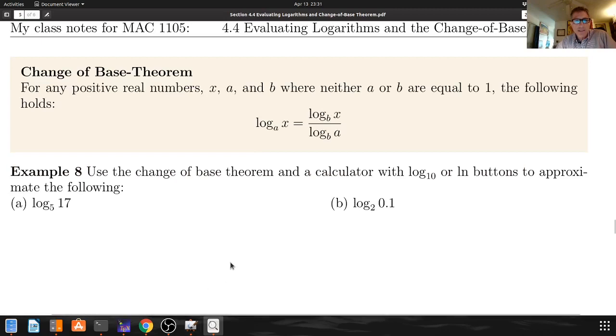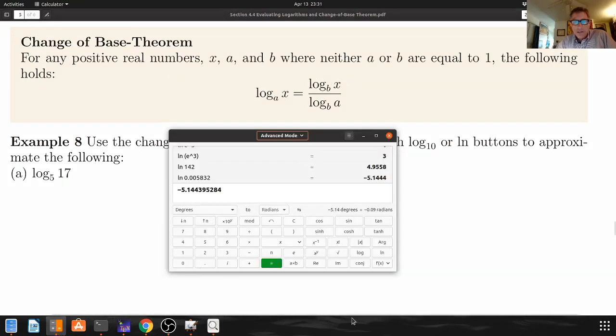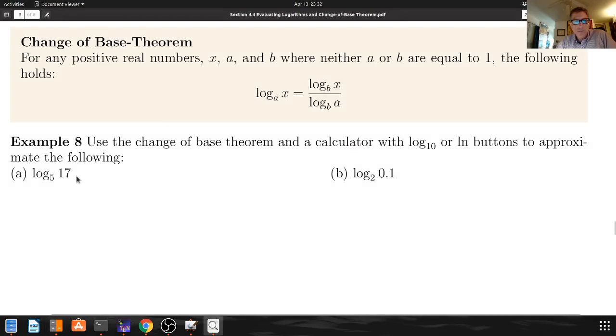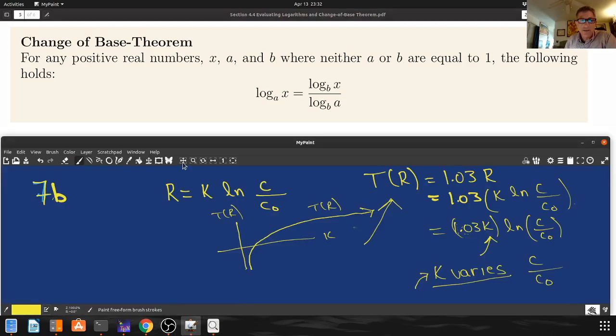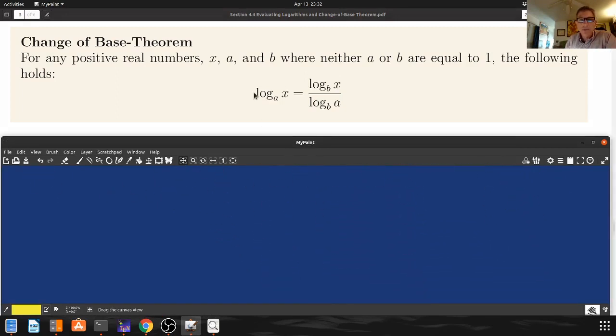So now we're going to do the last thing, and it's the change of base theorem. If you notice on our calculator, the only things I have are log to the base 10 and the natural log. What happens if I want to compute the log to the base 5 of 17? There isn't a base 5 logarithm on my calculator. Well, the reason is we don't need one, because right here we have a formula for the change of base.